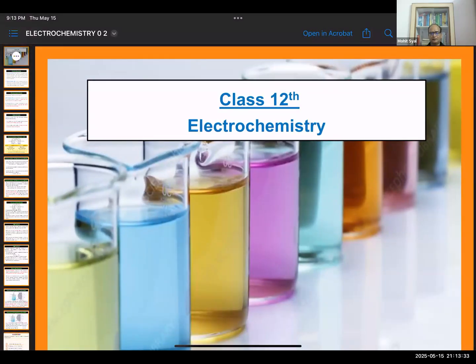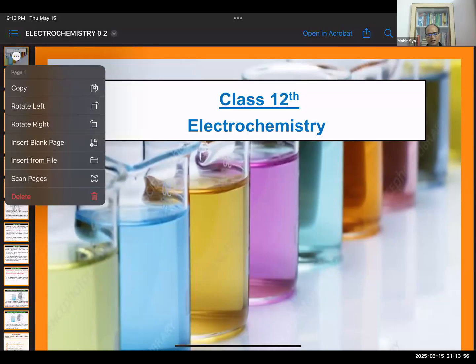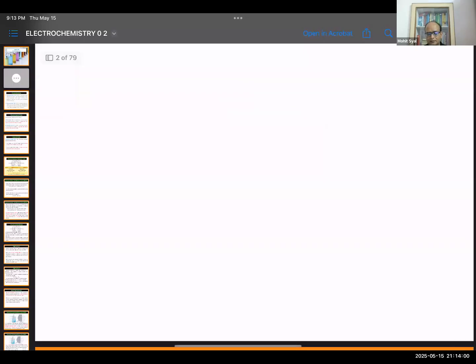So electrochemistry. This chapter is about chemical reactions, and this chapter is about the interconversion of chemical energy into electrical energy or vice versa. So chemical energy is being converted to electrical energy, or electrical energy is being converted to chemical energy.